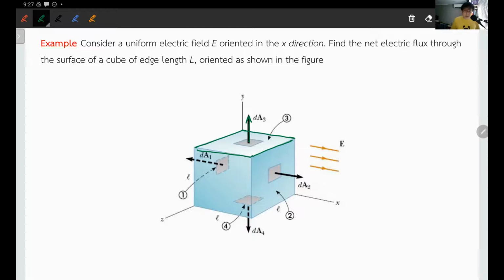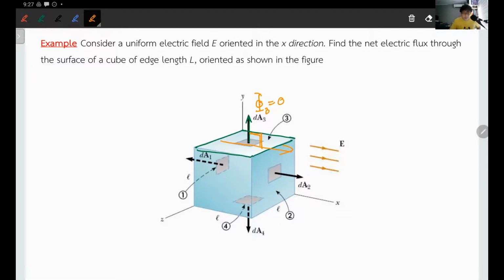Why? You can think naturally because electric field lines do not penetrate this surface at all. There's no penetration of the electric field line through this surface. It's just parallel, so it just slides through. Or if you think in terms of the angle, the electric field vector is making a 90-degree angle with the area vector. So cosine 90 is 0. So the flux on surface number 3 is 0. You guys with me now?